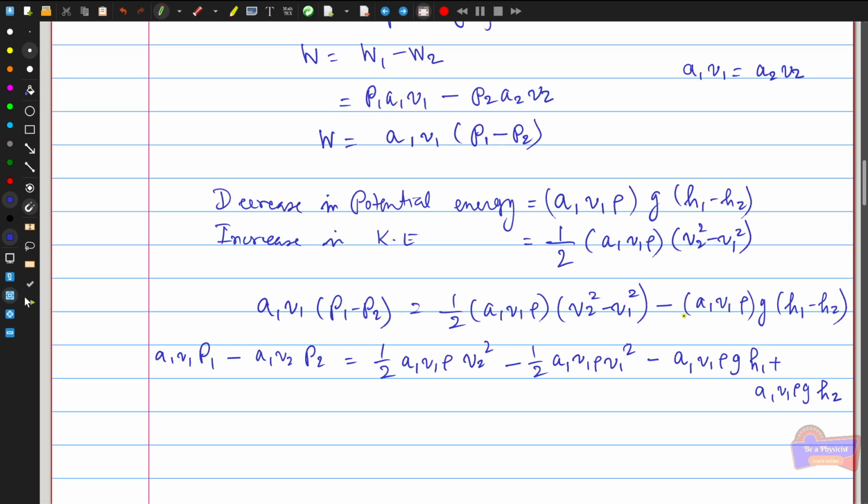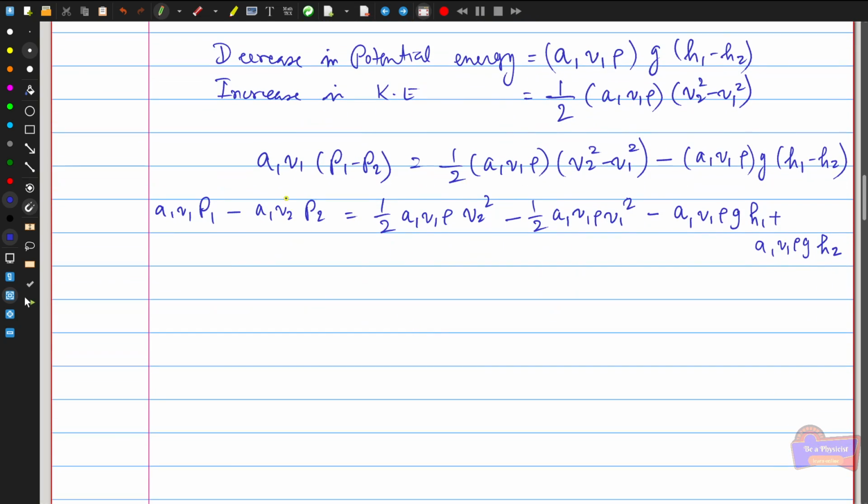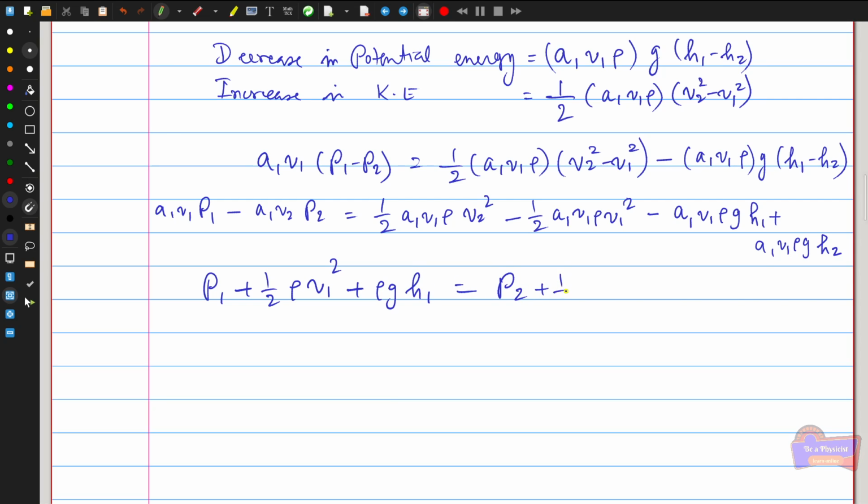So in all this, the coefficient A1 V1 is common in all the parts, so I can just divide this equation by A1 V1, so that I will get P1 minus P2, which is equal to half into rho into V2 squared minus V1 squared, minus G into H. Now I can rearrange this equation for the points A and B, so that I can write this as P1 plus half into rho V1 squared plus rho into G into H1, which is equal to P2 plus half rho into V2 squared plus rho into G into H2.